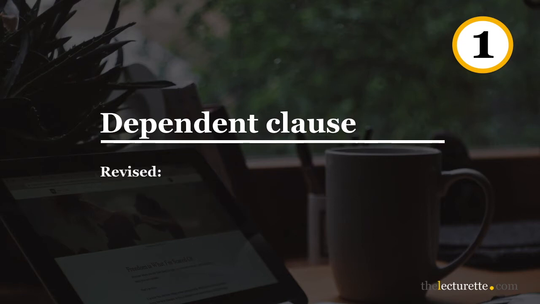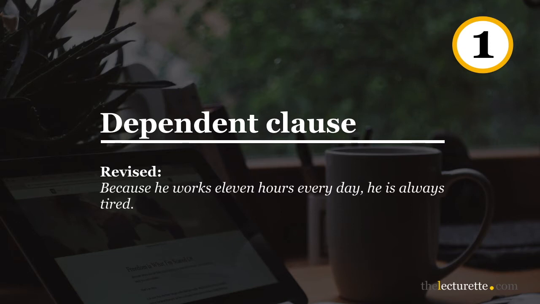A revised version of this sentence could look like this. Because he works 11 hours every day, he's always tired. If you get rid of explains why, the clause because he works 11 hours every day is combined with an independent clause, he's always tired. And together they now form a grammatically correct sentence that expresses a complete thought.